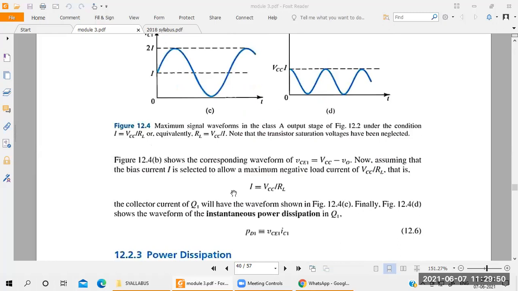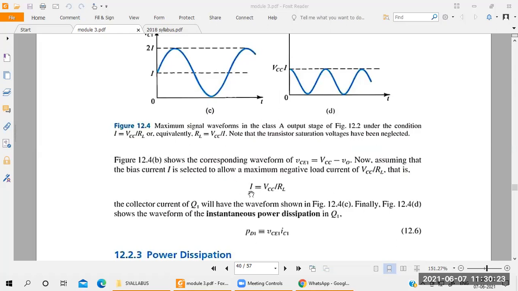Now you write the equation. Apply KVL for the first transistor. What is the first transistor? Q1 transistor. So apply KVL for the output side, between the collector and emitter. VC1, take it outside, we get plus VCC minus V0. So VC1 is equal to plus VCC minus V0. Then what is the current here? That is VCC by RL.